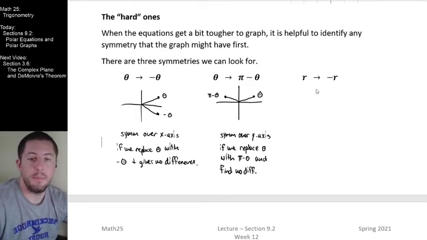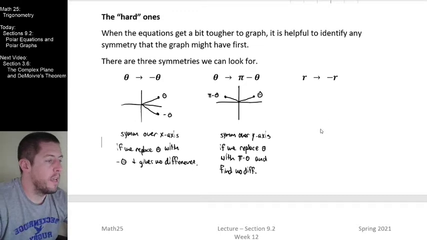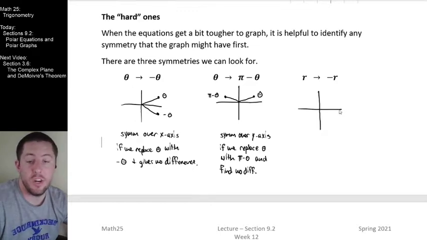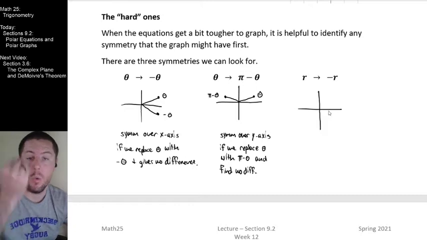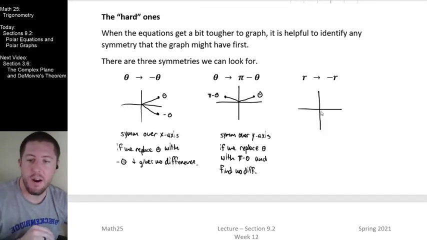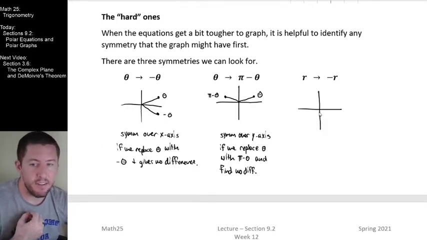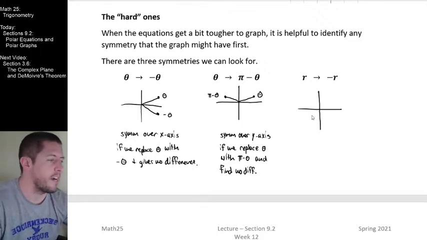Finally, another type of symmetry that we could see is what happens if we replace r with negative r. If we replace r with negative r and it doesn't actually change our equation, for example, if the only r in your equation was actually an r squared, then replacing r with negative r, positive r squared is the same thing as negative r squared. So that would be no change in our actual original equation.